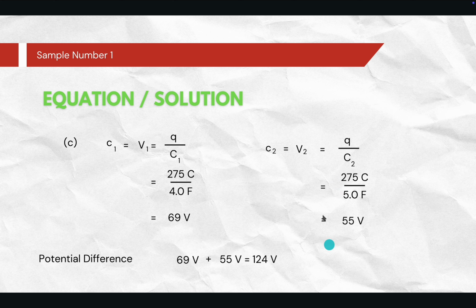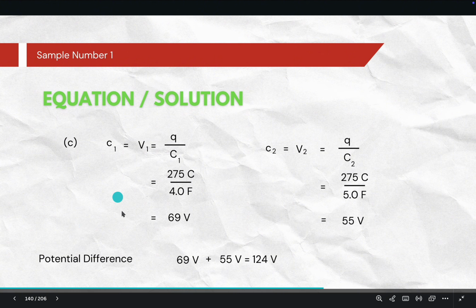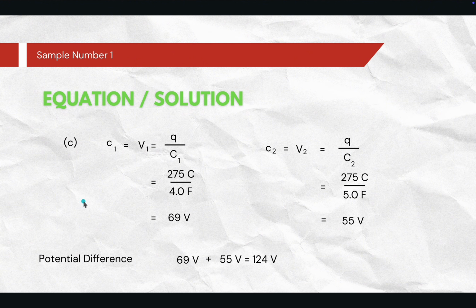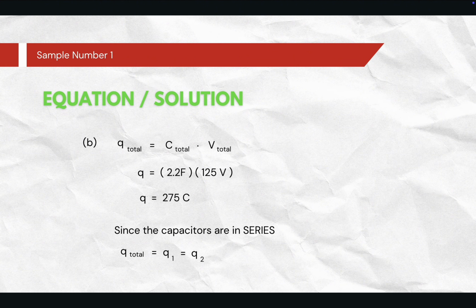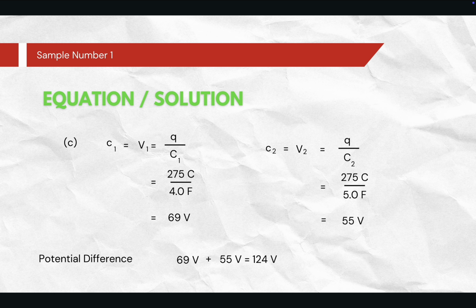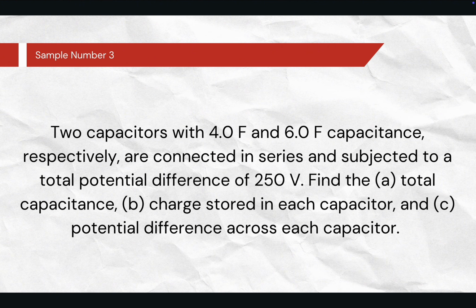So, to get the potential difference of this series problem, add them together. Yung 69 volts and 55 volts, 69 volts plus 55 volts is equal to 124 volts. Yung volts natin kanina na given is 125. So, close enough lang yung 124 volts and 125 volts. So, that's okay.